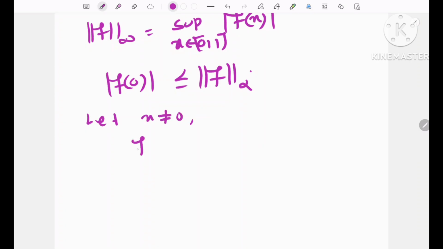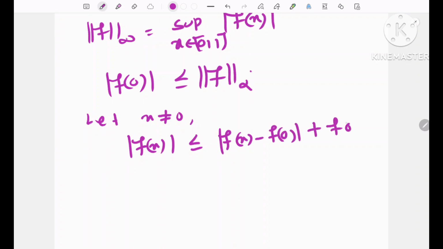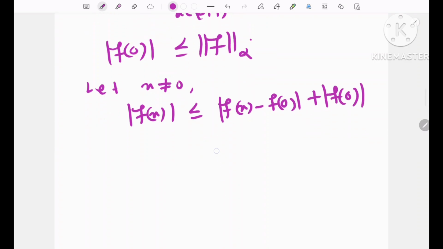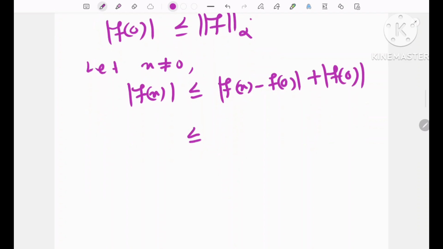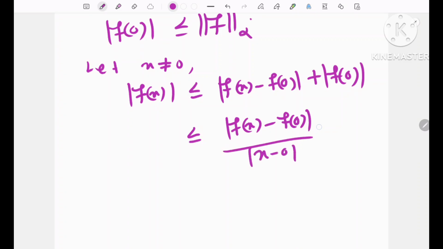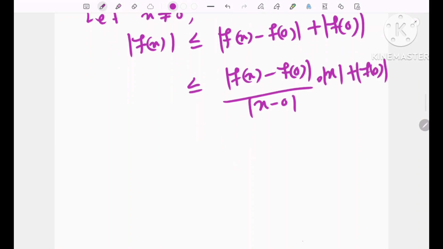So let x not equal to 0. Then we will start from |f(x)|, and this can be bounded by using the triangle inequality: |f(x) minus f(0)| plus |f(0)|. We add and subtract f of 0, then apply the triangle inequality. Now, because x is not equal to 0, we can multiply and divide this quantity by |x minus 0|, giving |f(x) minus f(0)| divided by |x minus 0| times |x minus 0|. |x minus 0| is nothing but |x|, so it is that times |x| plus |f(0)|.